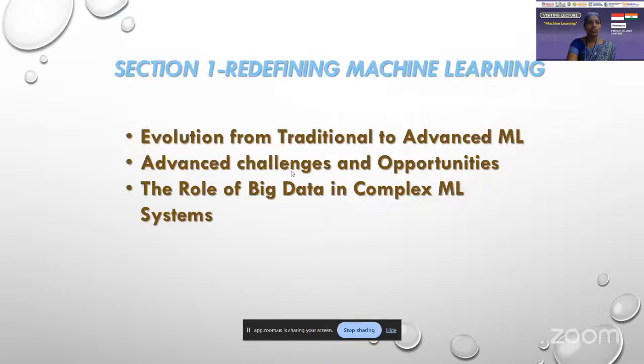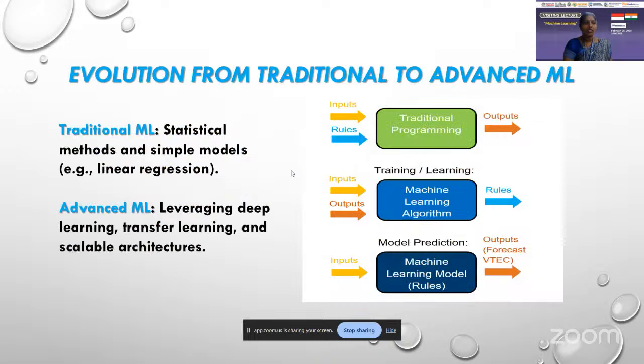redefining machine learning. Okay, in this we are going to see the evolution from traditional to advanced ML, advanced challenges and opportunities, and the role of big data in complex ML systems. So far I've listed a few basics about machine learning. Now we are just going to see how we can gradually move from traditional to advanced ML. In traditional ML, this type of ML generally focuses on simple statistical methods as well as simple models.